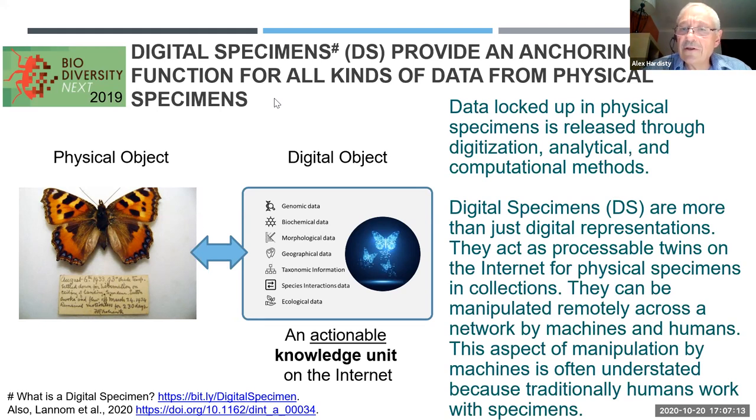But these digital specimens on the internet are more than just digital representations. They act as processable twins for the physical specimens in collections, because of course a computer can't process a physical specimen, but it can process the data about that specimen. And these digital specimens can be manipulated remotely across a network by machines and by humans as an actionable knowledge unit. And this aspect of manipulation by machines is often understated or even forgotten, because historically and traditionally it's humans that have worked with physical specimen objects and some of the digital data that's derived from them.